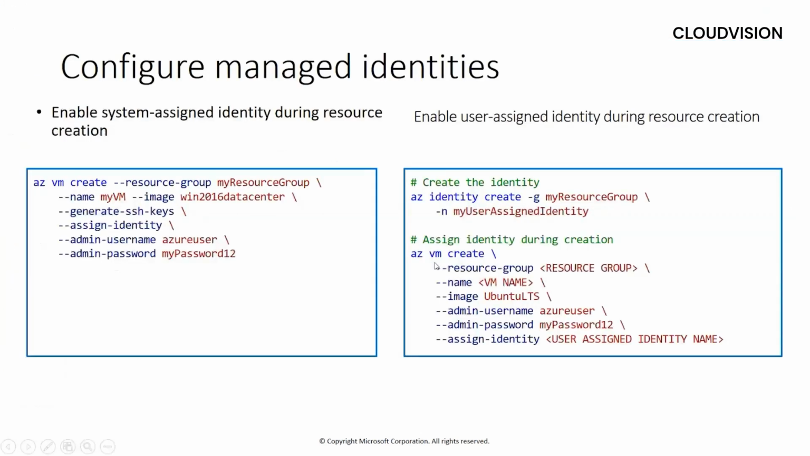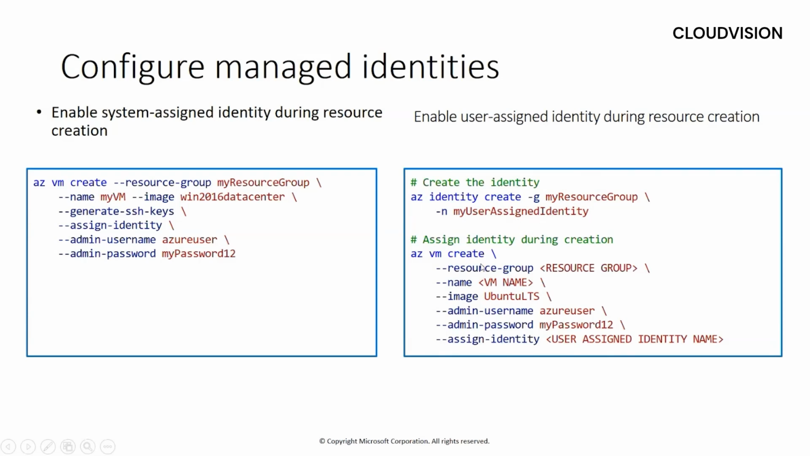Next is how to configure the managed identities. Whatever I configured graphically, you can configure with the CLI. At the time of creating your virtual machine, there is one tag that you can define, --assign-identity. As soon as you type it, it means you want to enable the system assigned identity with the resource. But if you want to work with the user assigned identity, you have to create it first. So you have to say az identity create, in which resource group, and the name of the identity. So you created that identity.